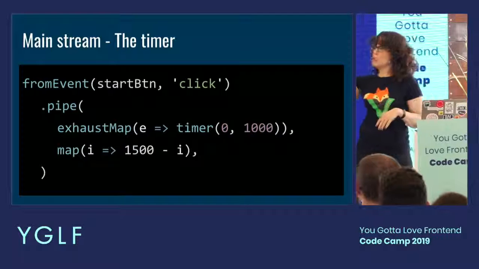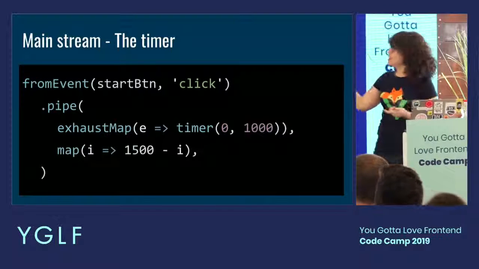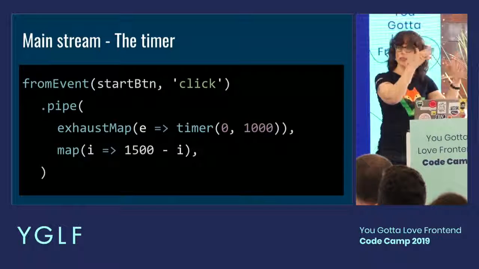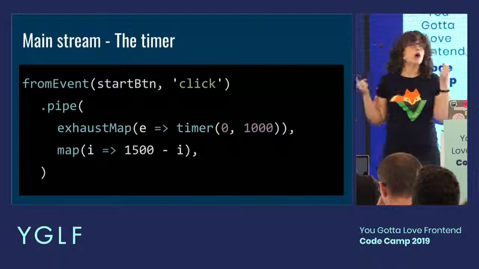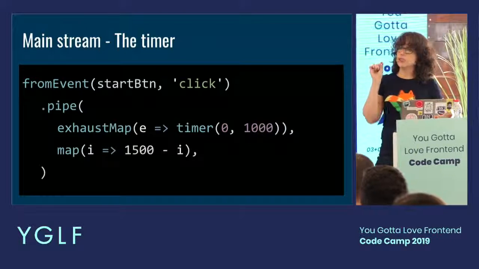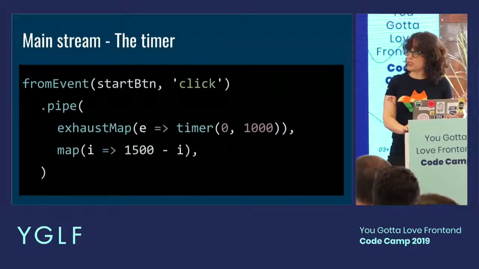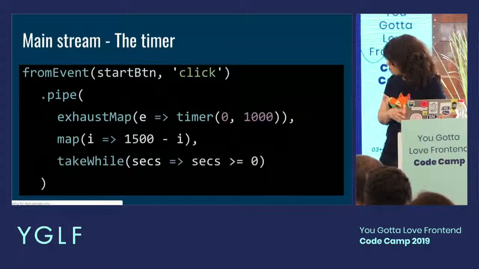Now further on down the stream, I'm going to want to use map again to format these numbers into the strings I want to actually plug into the DOM. But for now, I'm going to leave it like this because I also want to be able to tell my stream when to stop. I want to tell it to stop when it reaches 0. And I can do that using the takeWhile operator.